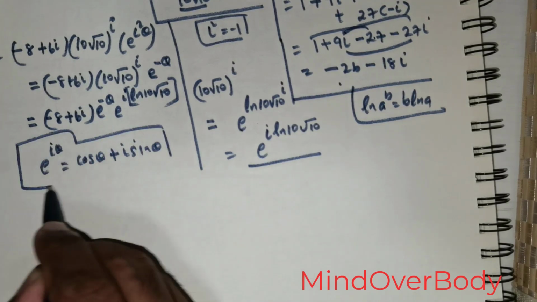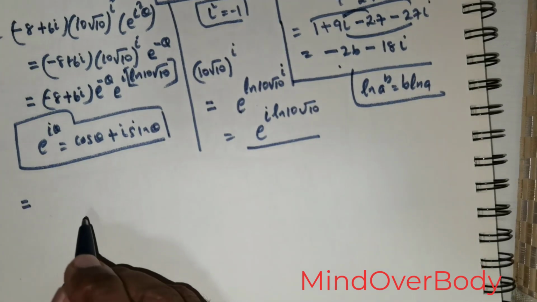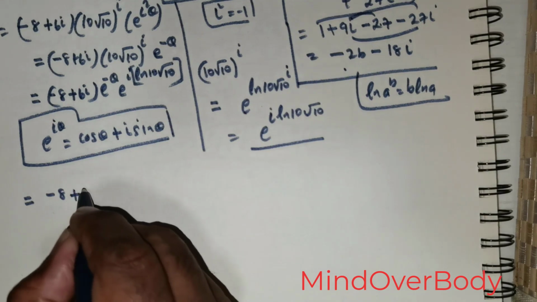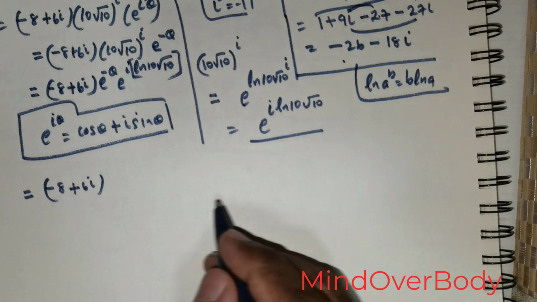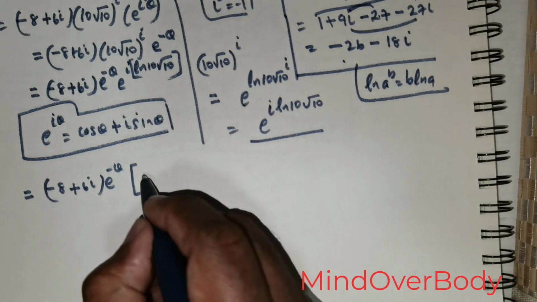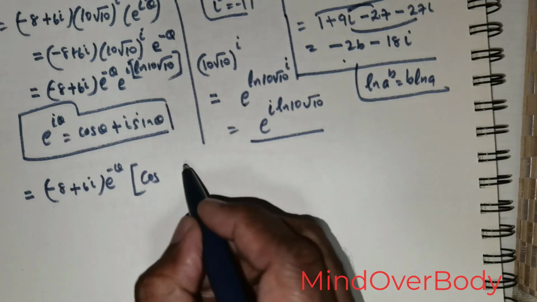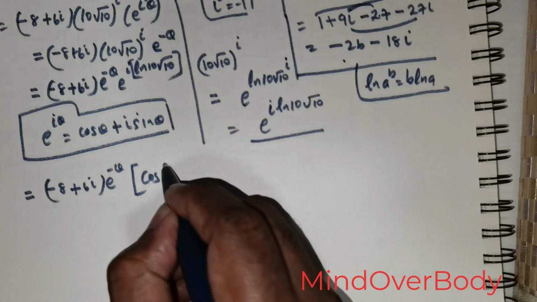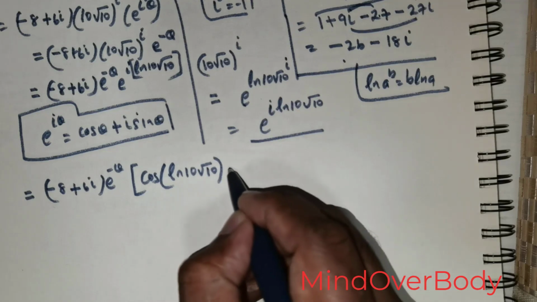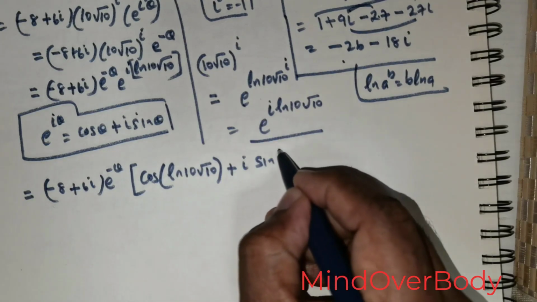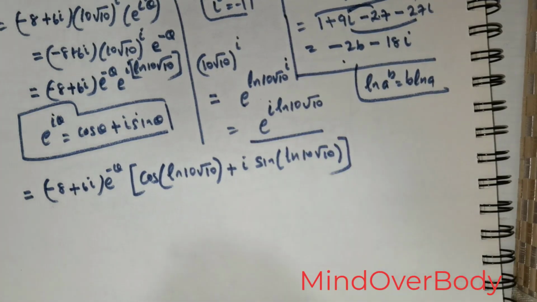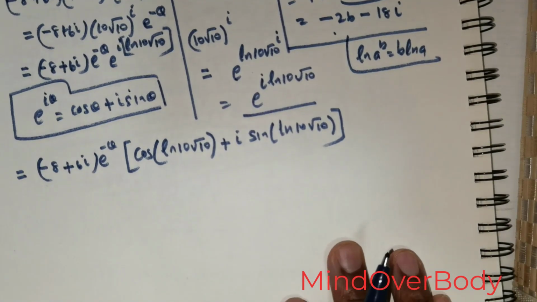So I'm going to make use of this result. If I were to make use of this result, this is going to be equal to negative 8 plus 6 times i, times e raised to the power negative theta, and this is going to be cos of, in place of theta I've got ln, so I place a parenthesis, ln of 10 times root of 10, plus i times sine of ln of 10 times root of 10. So this is what I've got. Now the question comes to extract the real part and the imaginary part.